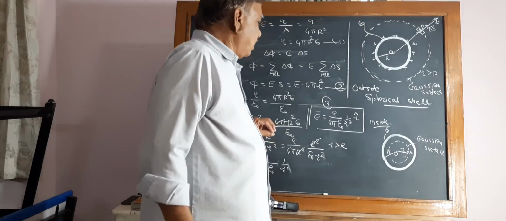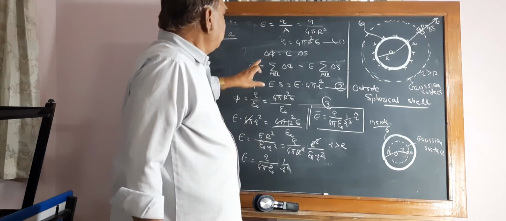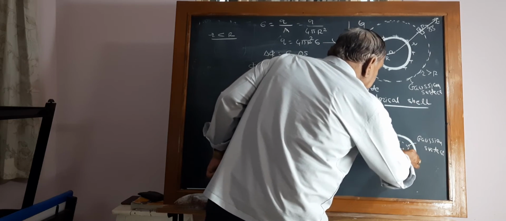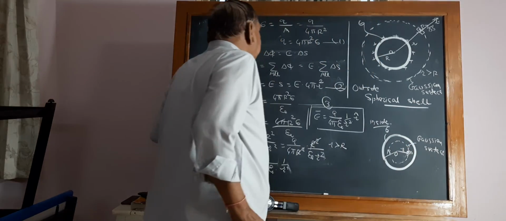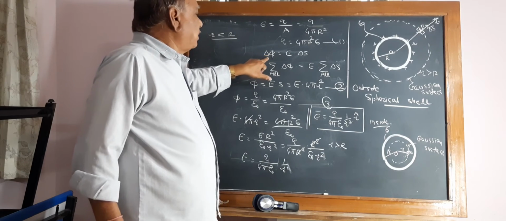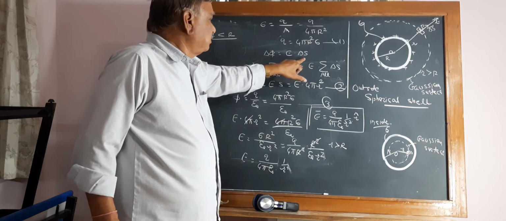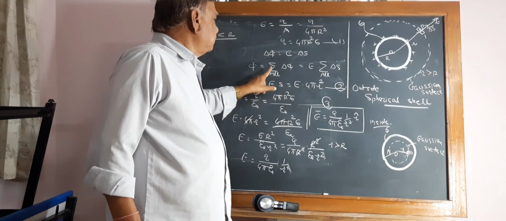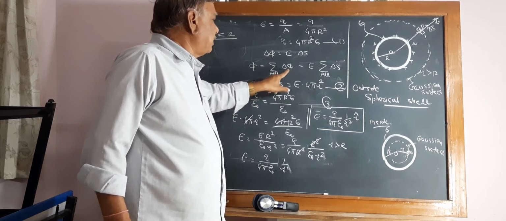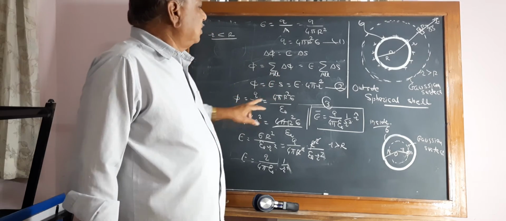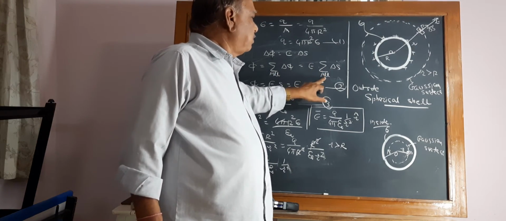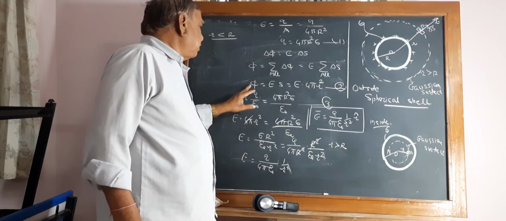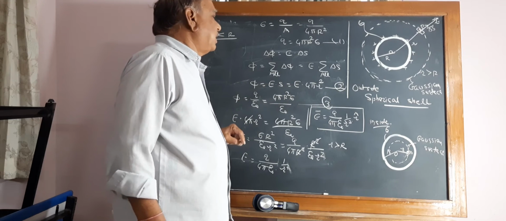So again, as we have discussed, the flux at any point for a small element, we can write delta phi equal to E delta S. Then again, we can write phi equal to sigma delta phi for all elements, or E sigma delta S for all elements. Phi equal to E into 4 pi r square.